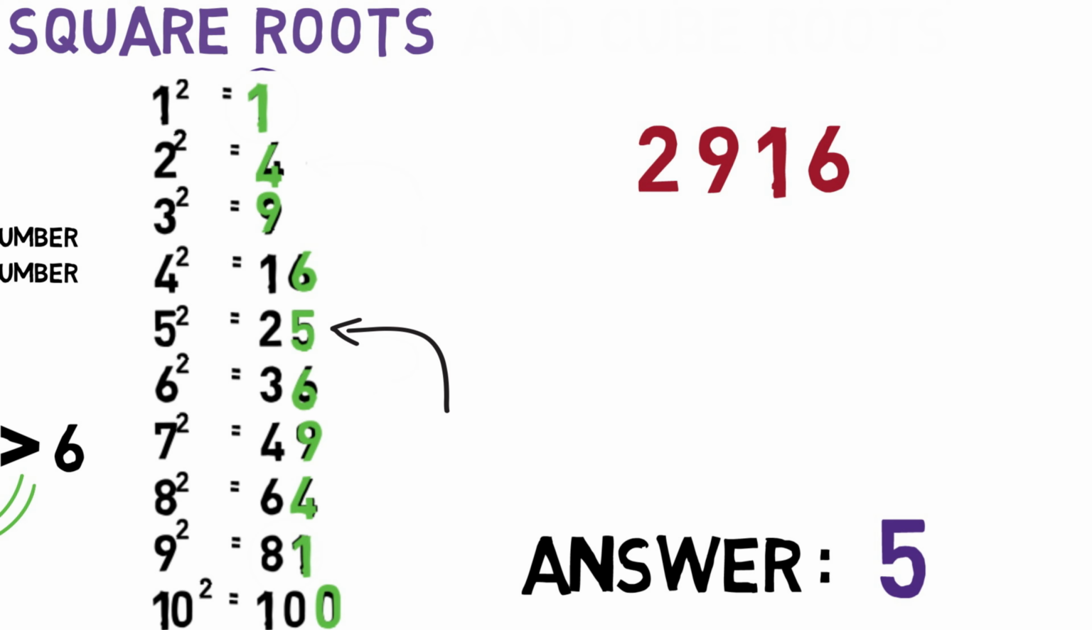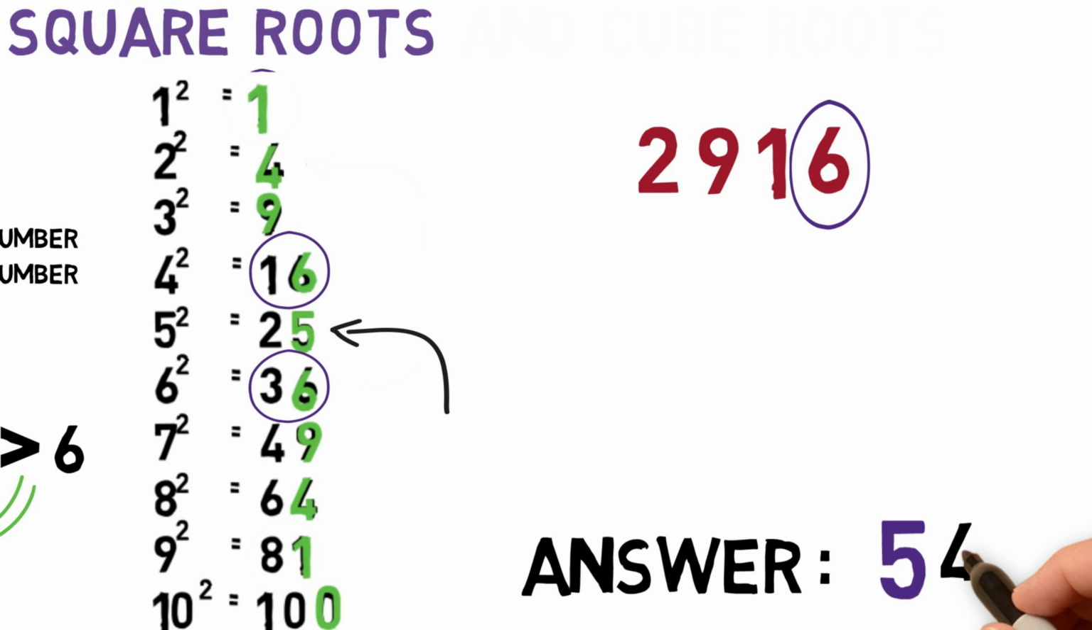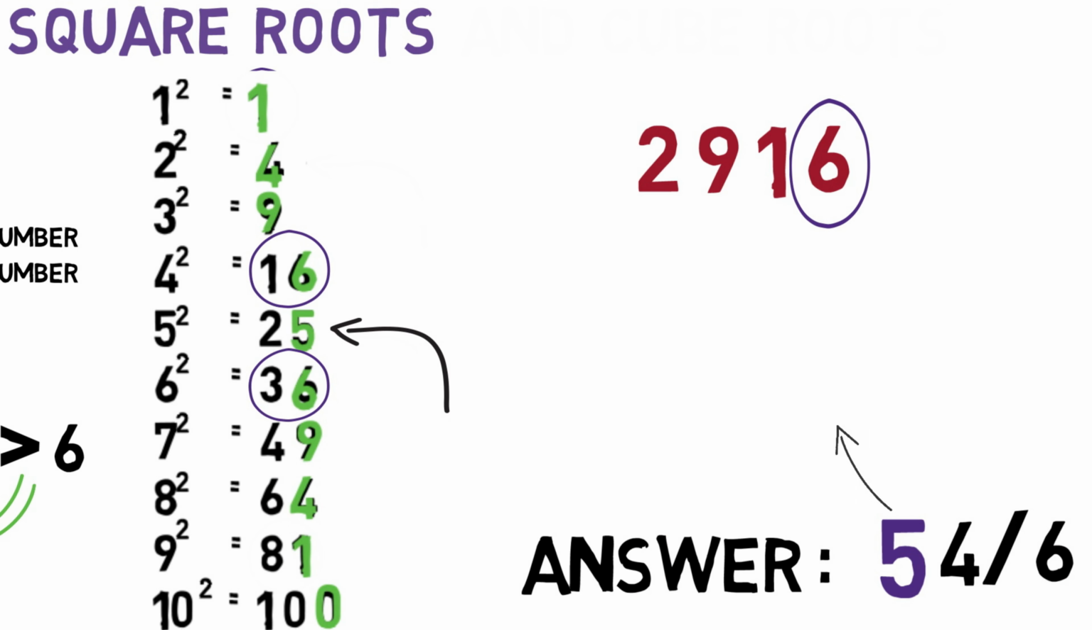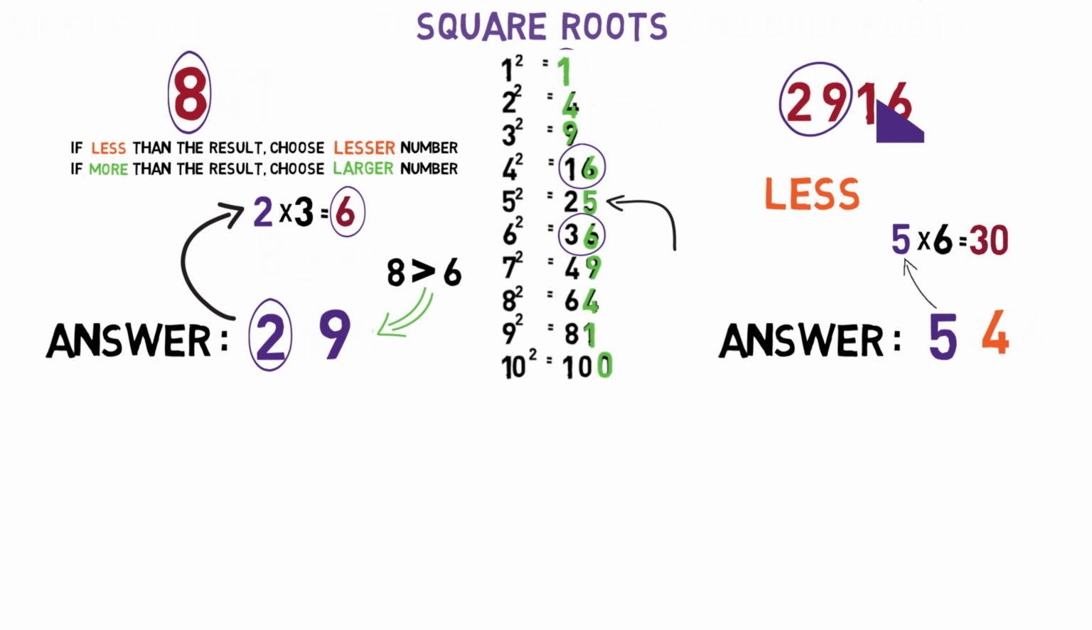Now let us take a look at the last digit. This 6 means that our solution will either have a 4 or a 6 in the end. To find out which one, we multiply this 5 by the next number 6 and get the answer 30. Now we compare it to this number here and see that the number 29 is lesser than 30. So we choose the lesser number, which is 4. The solution, therefore, becomes 54.